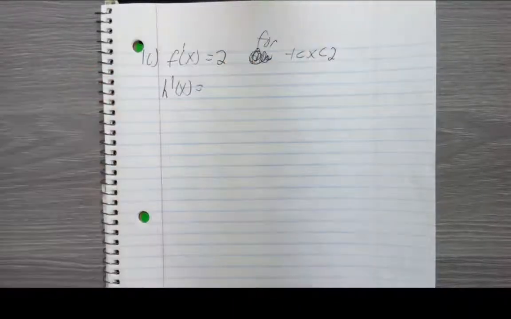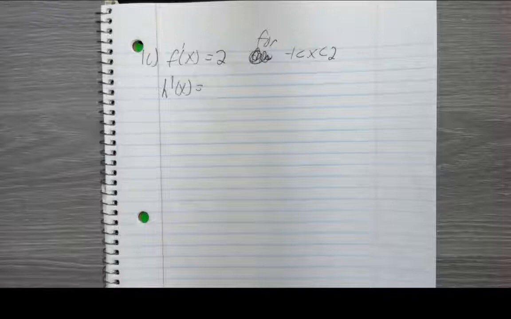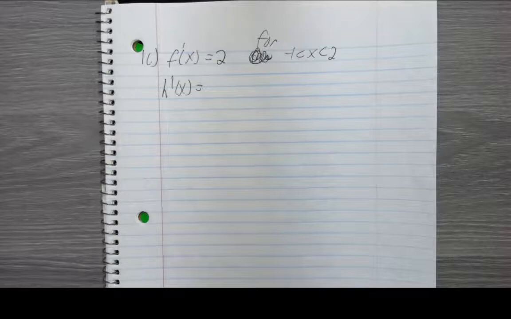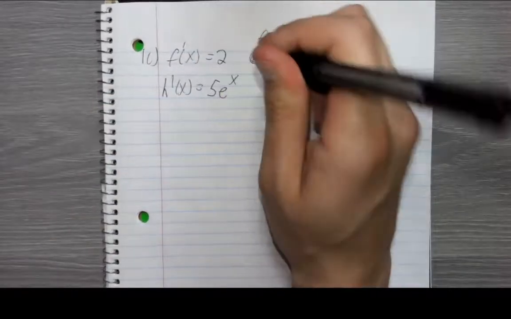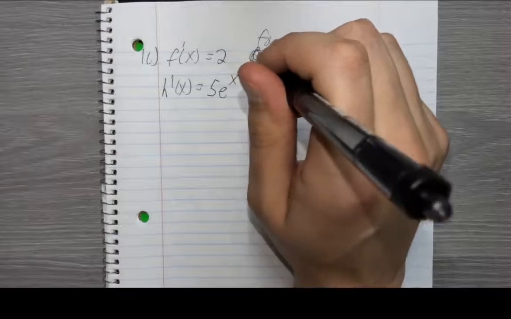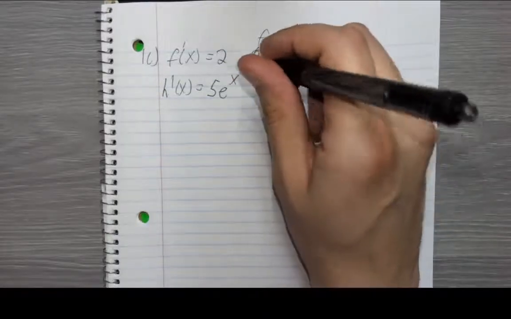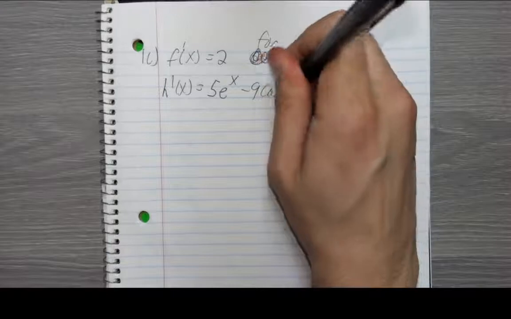If you remember way back at the beginning of the problem, they give us what h of x is. h of x is equal to 5e to the x minus 9 sine x. So we're just taking the derivative of that. I'm not going to write it down; you can look at your problem. The derivative of 5e to the x is 5e to the x. The derivative of negative 9 sine x is negative 9 cosine x.